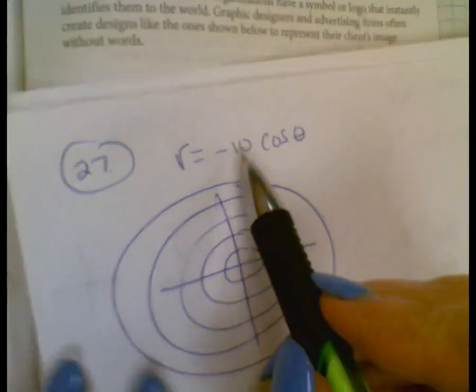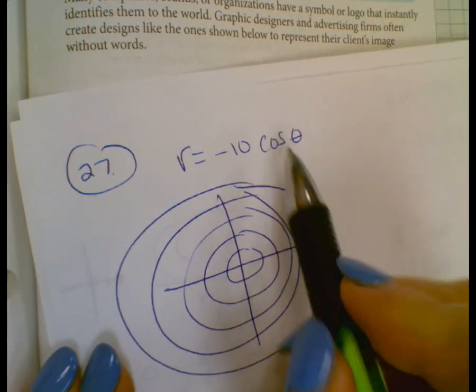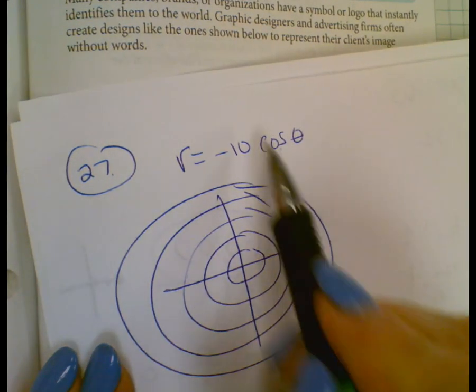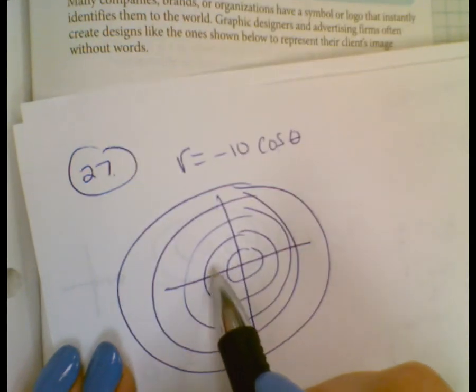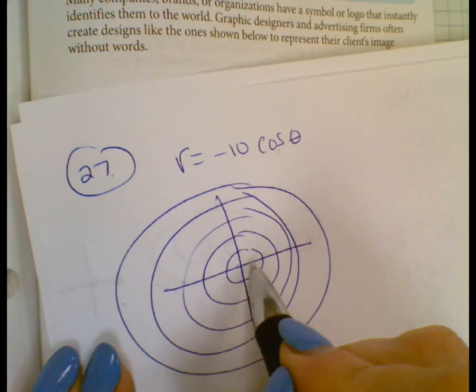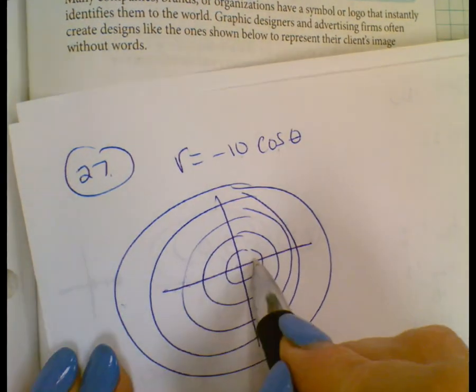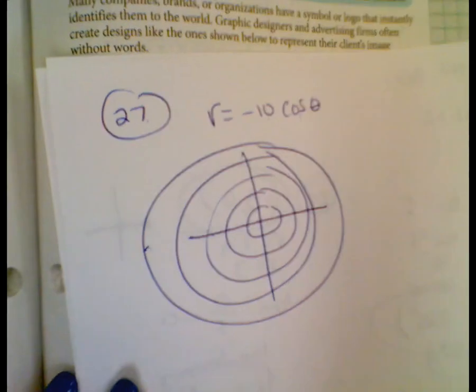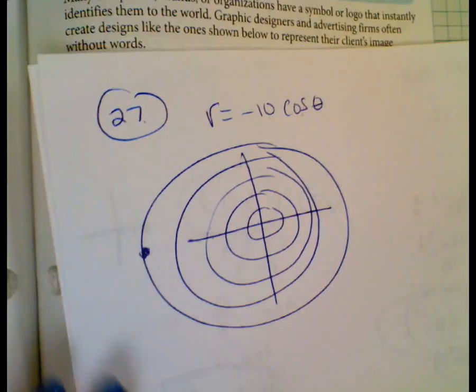So here's what -10 means to me in cosine. Cosine means it's going to be symmetric to the x-axis. The -10 to me means we're going to be going this way. That means that's the diameter. Diameter is 10. That means to me the center should be like -5. I think we're going to have a point way over here at negative 10 on the x-axis. Let's see if we're right.